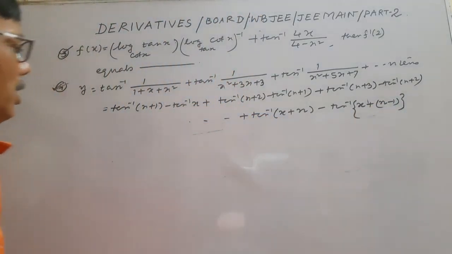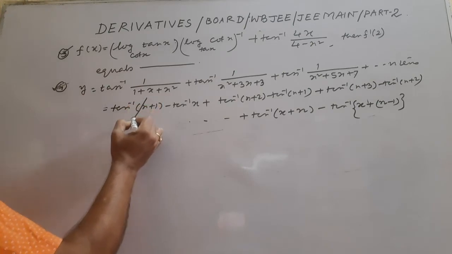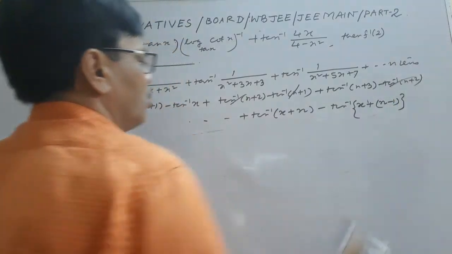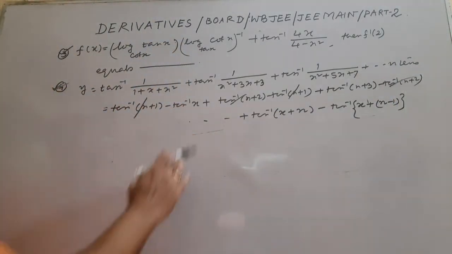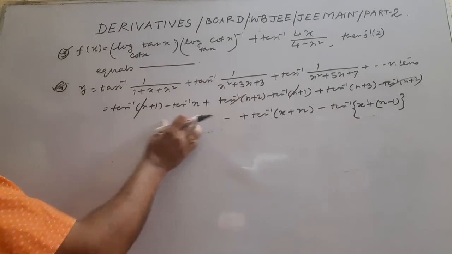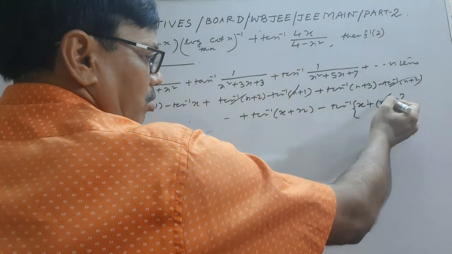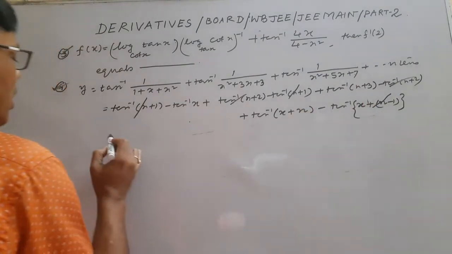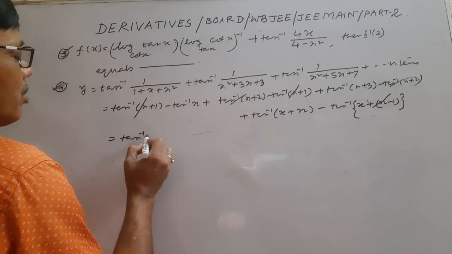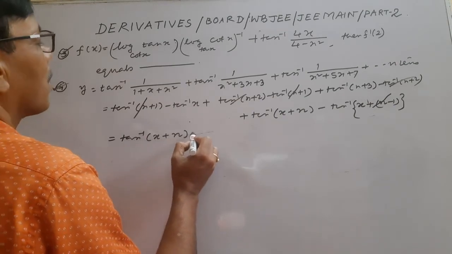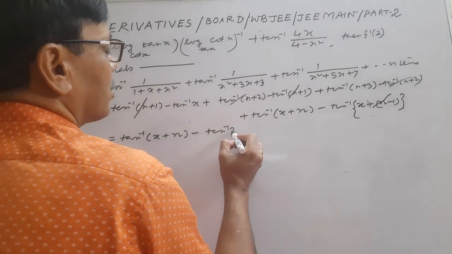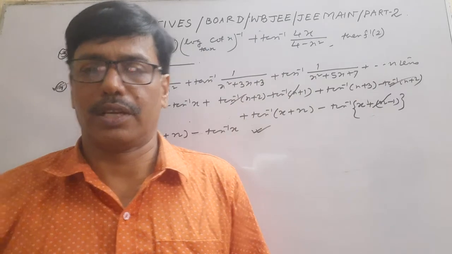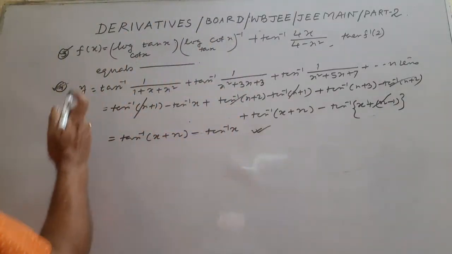Now look, x plus 1 is cancelled out. x plus 2 is cancelled out. Here there is a term, so this negative term is also cancelled out. If you write the previous one, then this term will be cancelled out. So we are left with two terms, tan inverse (x plus 1) minus tan inverse x. So actually it is a problem of inverse circular function. So this is the simplified form.